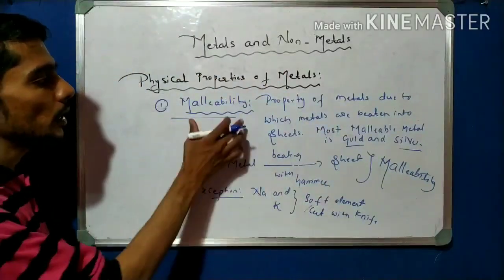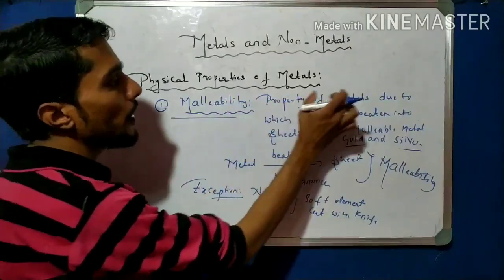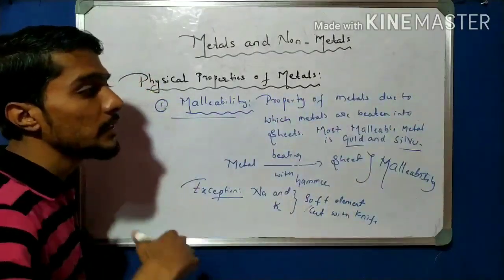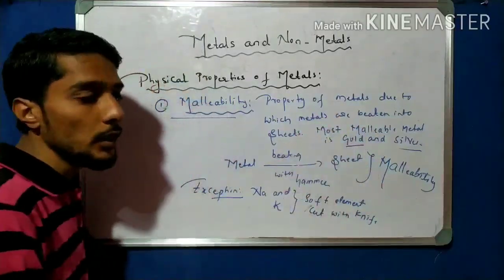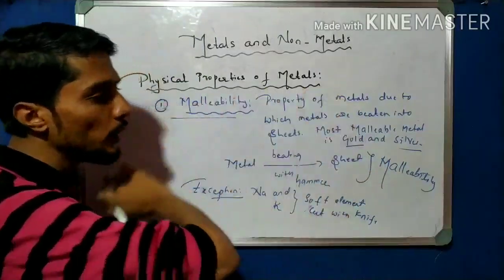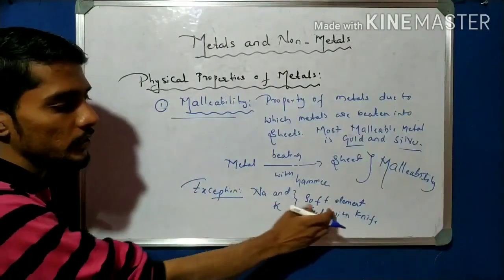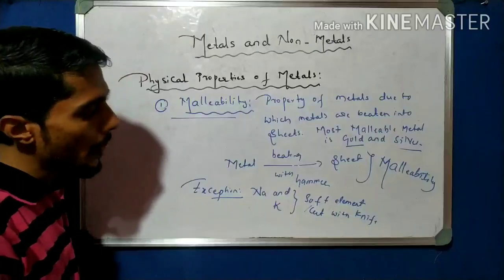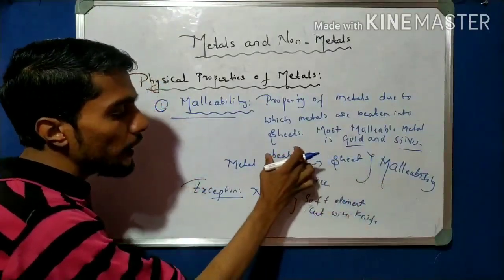Please write this down. First property, malleability: the property of metals due to which metals are beaten into sheets. The most malleable elements are gold and silver. Except sodium and potassium, which are soft elements that can be cut with a knife, metals are converted into sheets by a hammer.